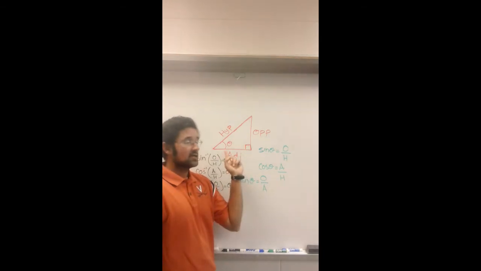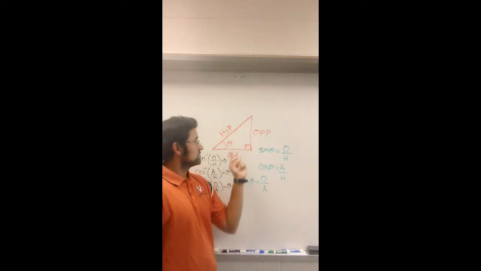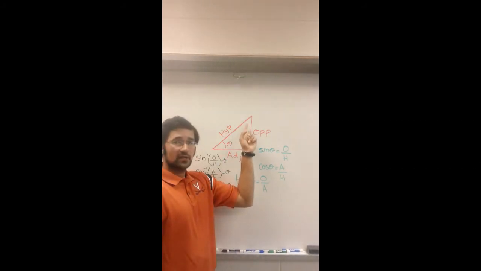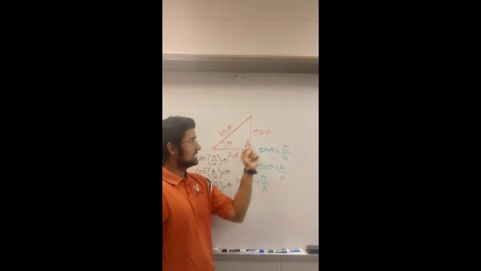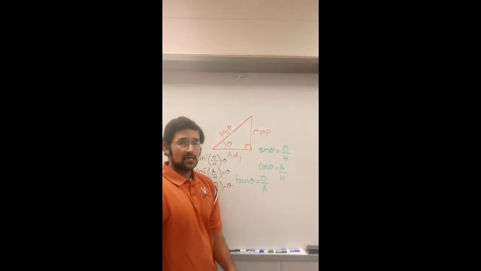Now, of course, if the angle was over here, if this was the angle, then this would no longer be the adjacent side, this would become the opposite side. Because if theta was over here, then this becomes the opposite side, and this becomes the adjacent side. However, the longest side is always the hypotenuse.